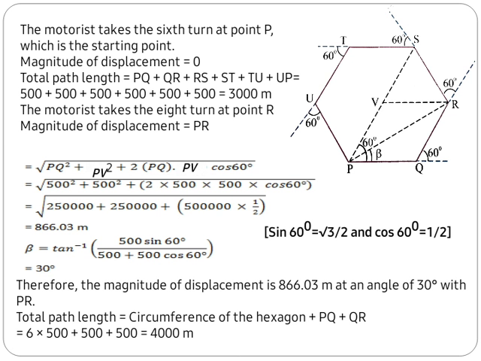By substituting the values of PQ, PV and the theta, you get the magnitude of the displacement PR is equal to 866.03 meter. Then what should be the direction which is made by the resultant vector PR with respect to PQ?